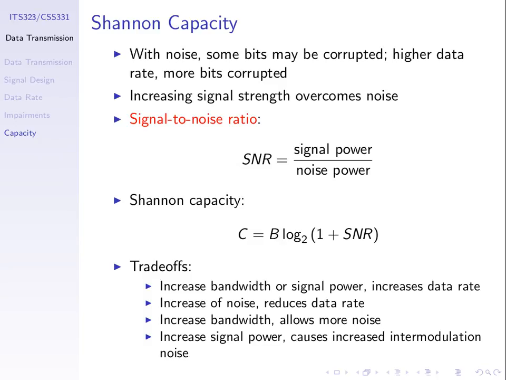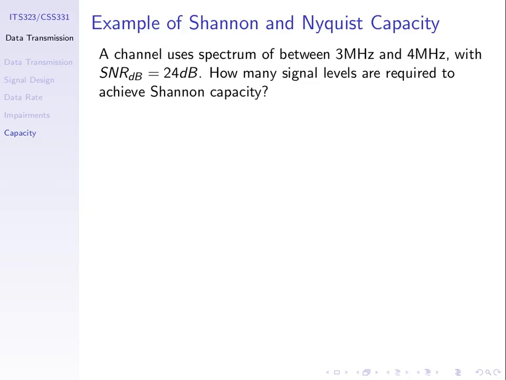So let's see it in our last example, see this equation being used. We'll modify this one a little bit. We have a channel that uses a spectrum of between 3 megahertz and 4 megahertz. What does that tell you? The bandwidth is 1 megahertz. The spectrum from 3 up until 4, bandwidth is the difference. The bandwidth is 1 megahertz. With a signal to noise ratio, and here's where we'll change it.